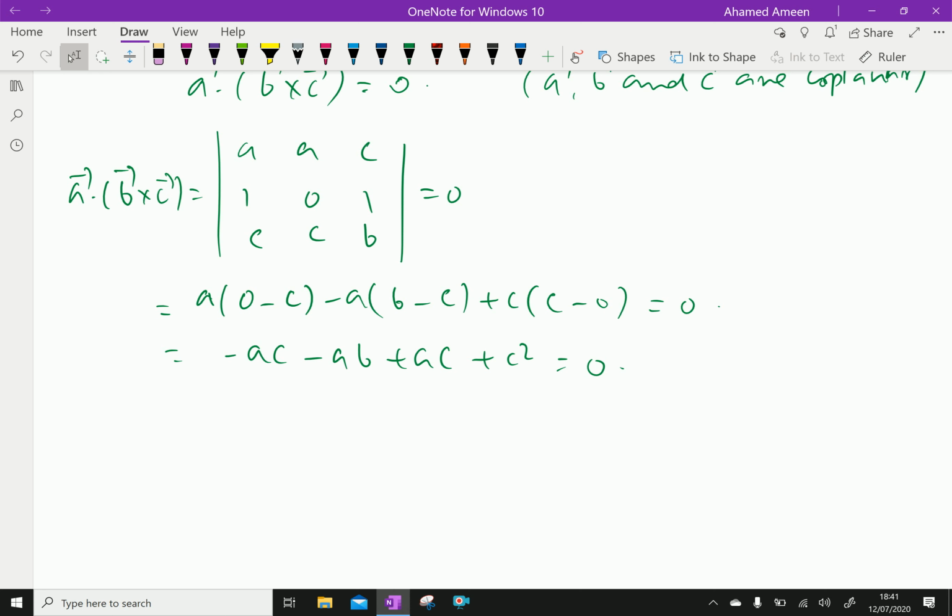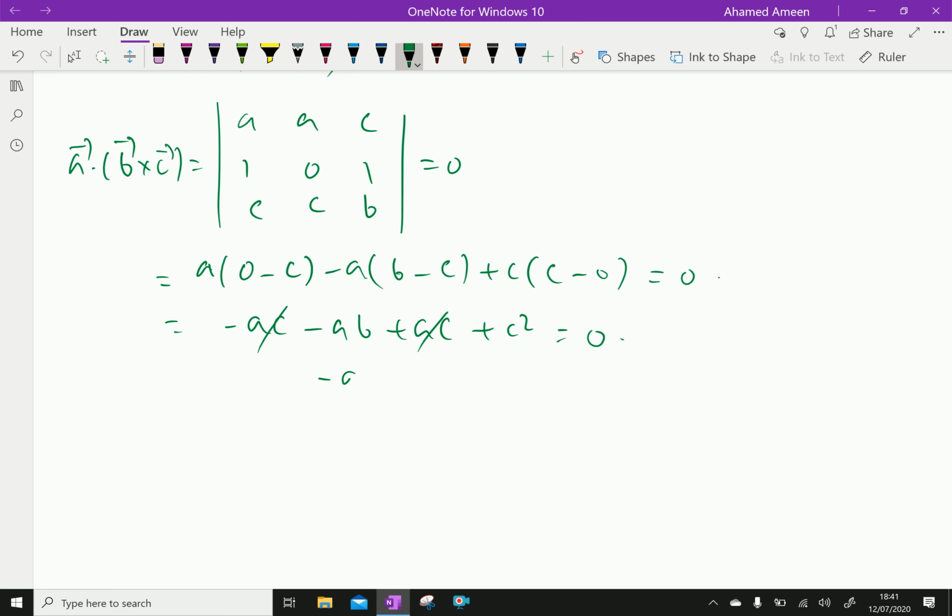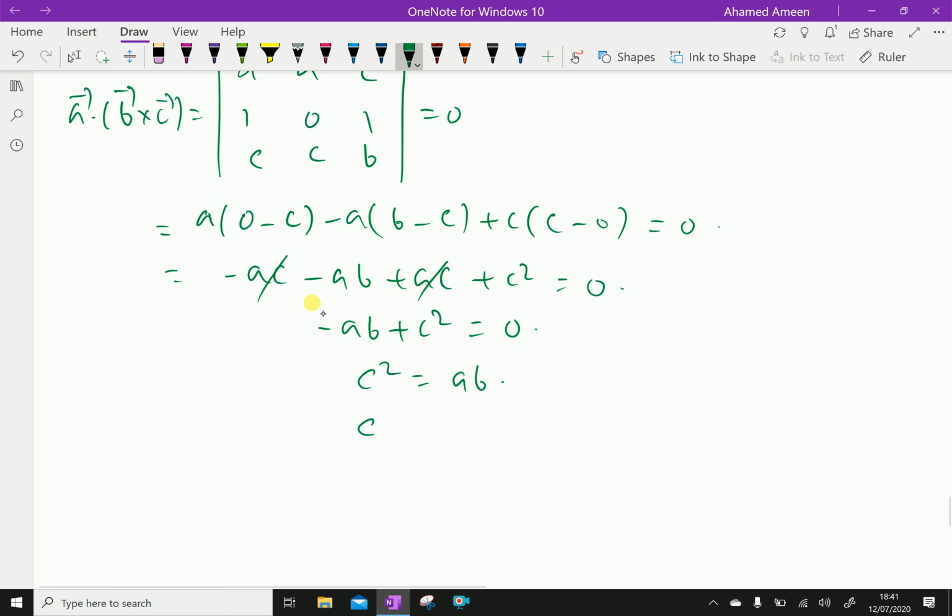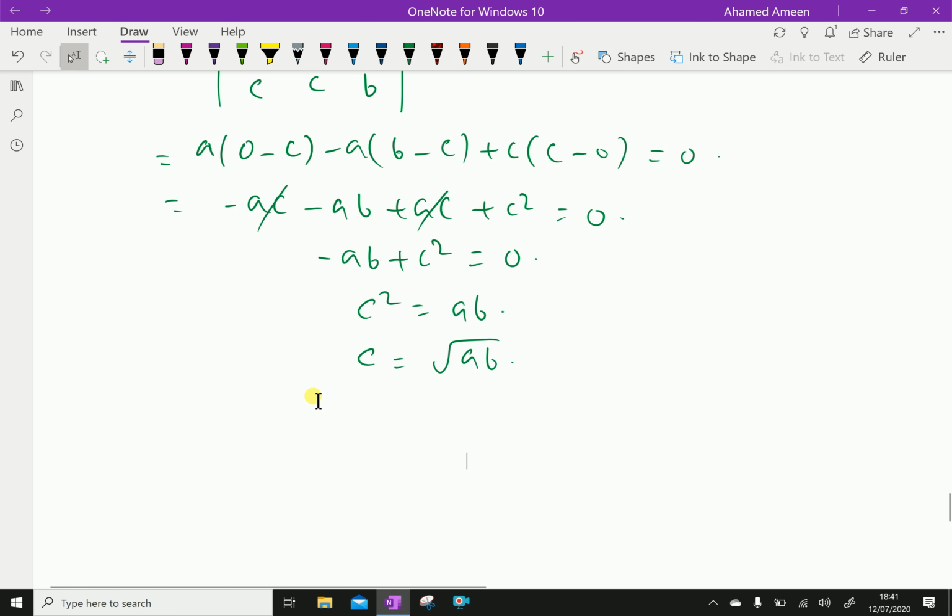Here we are having minus ac and plus ac cancel. So we have minus ab plus c square equal to 0. Therefore, c square equal to ab. c equals square root of ab. If c is the square root of ab, then we can say c is the geometric mean of a and b.